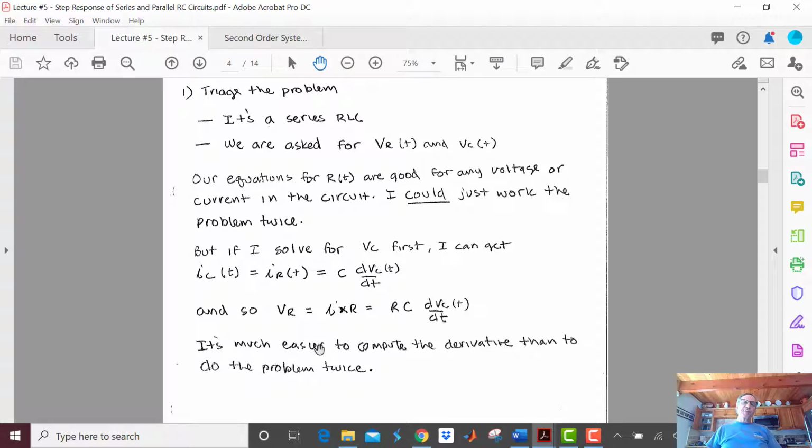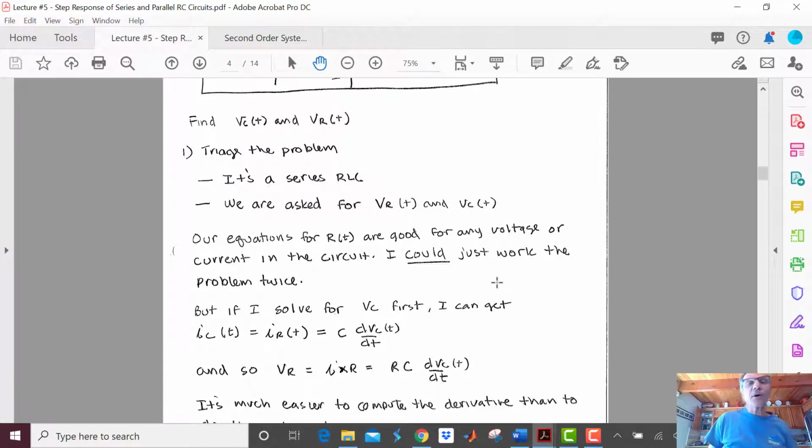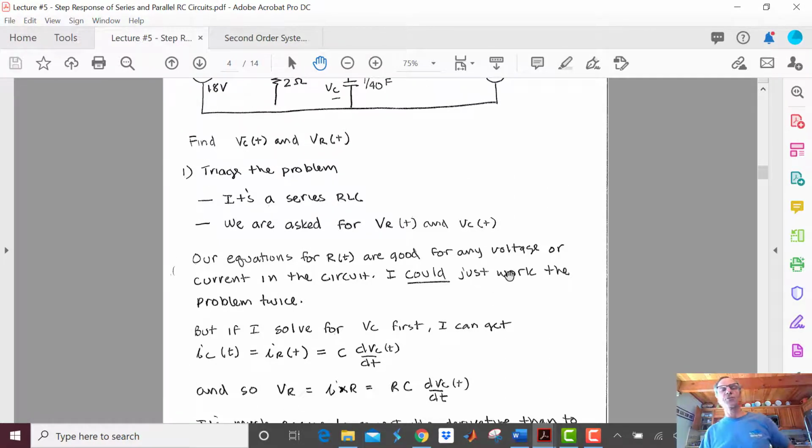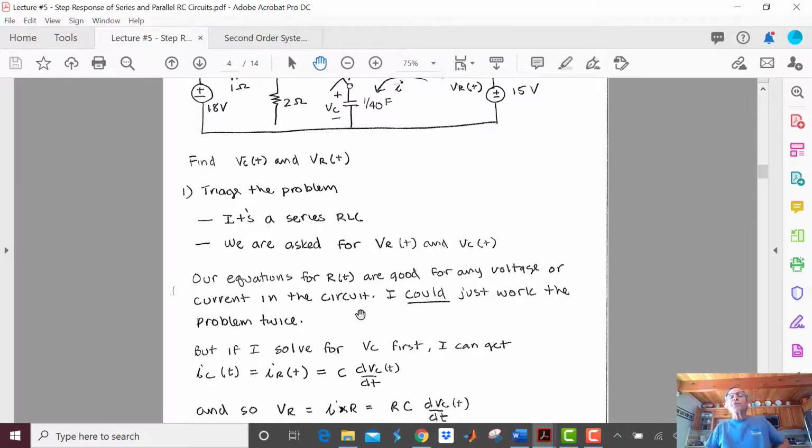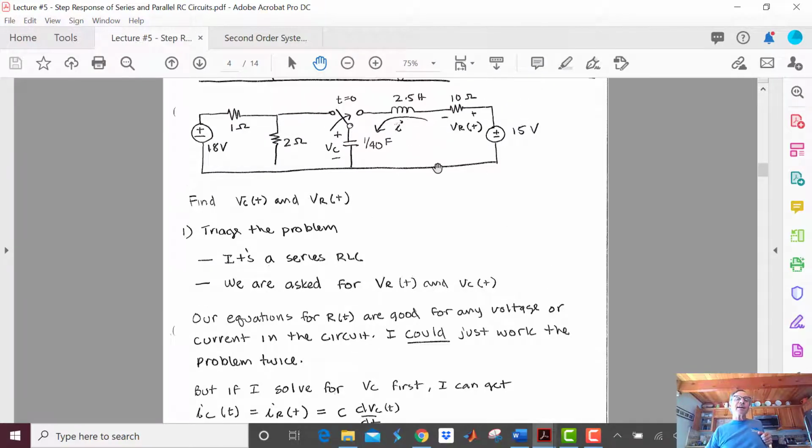I'm going to make a statement here that says it's much easier to compute the derivative than to do the problem twice. Well, let's just see whether it is. And before you start worrying, because I can just hear the questions in office hour, Professor, are we going to be asked to make these kind of decisions on a quiz? No, I wouldn't do that to you. I wouldn't do that to me. But by slogging through this, you're going to get a much better feel for this stuff.